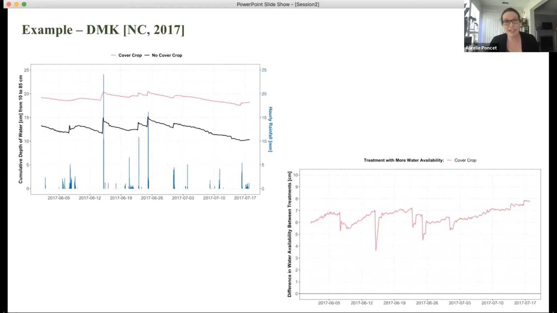So in some of the sites, like this site, I was in North Carolina in 2017, I saw that cover crop had a very positive impact on soil water reserve, because throughout the whole growing season, we had 4 to 8 centimeters of additional water in the soil profile due to the cover crop. If you want to move to the next slide.